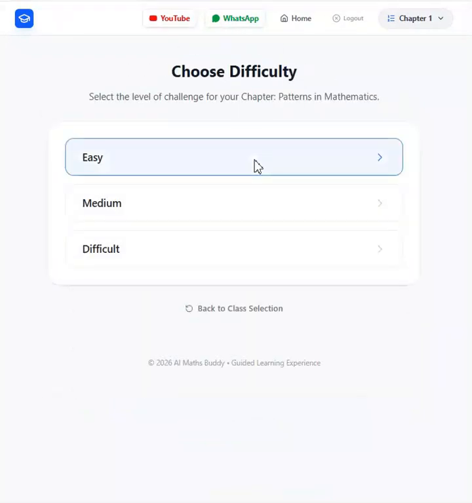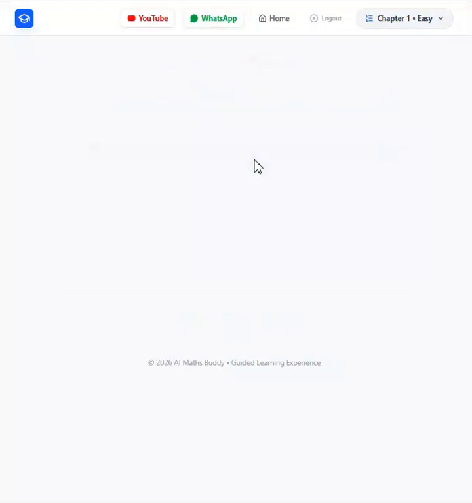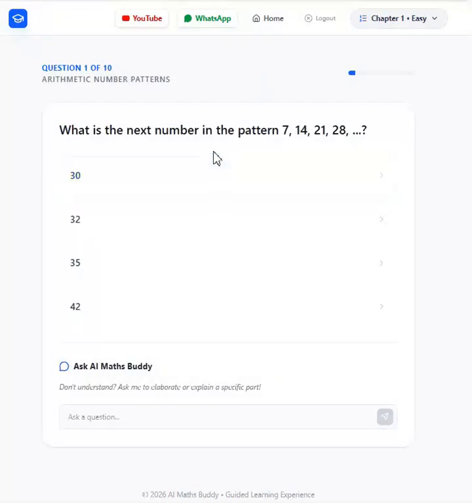Now, let's start with an easy question to understand how this works. So you choose easy as a question. The first question that has come is, what is the next number in the pattern 7, 14, 21, 28? Now, many of you will be able to solve this problem, but to understand how this site works, suppose you are not able to solve it and you choose the incorrect answer, which is 30.